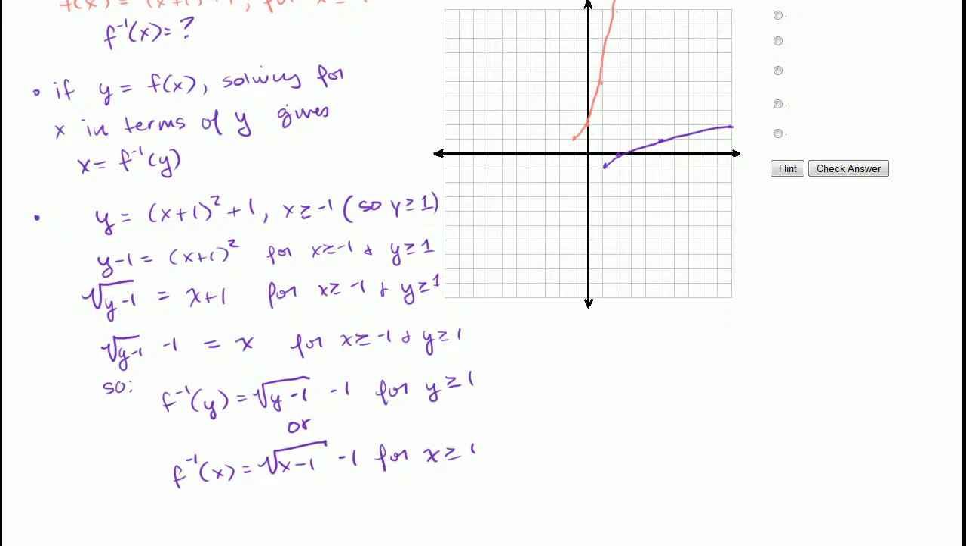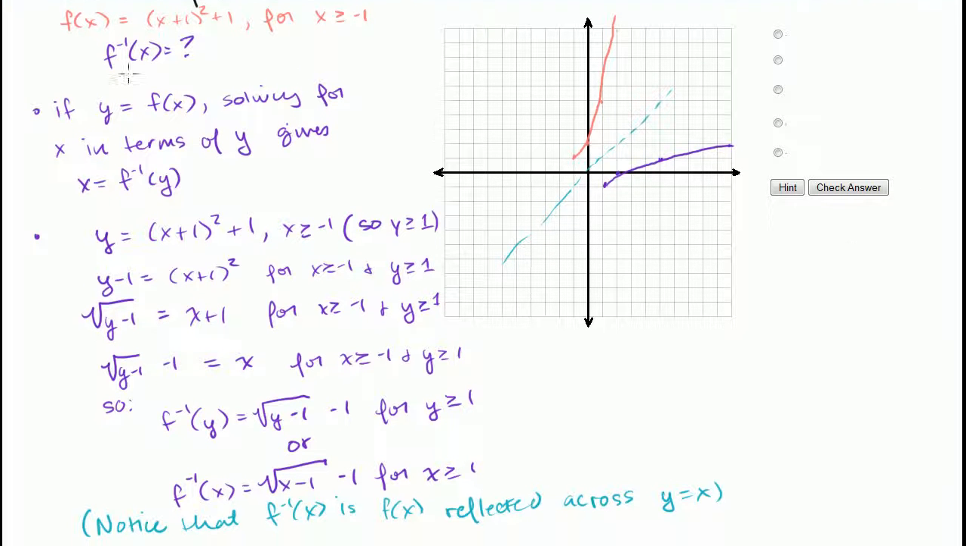And then we'll even say, in that second hint, notice that f inverse of x is f of x reflected across y is equal to x. Because we wanted people to visually see that if you reflect it across y equals x, you get the inverse. And so for the actual implementation, obviously, one of the choices here should be the correct answer.